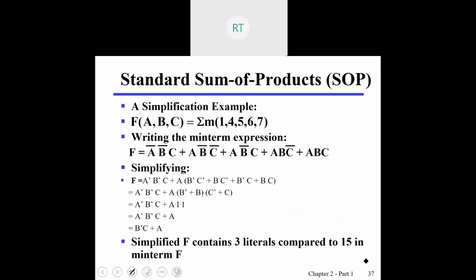Let's do an example. A simplification example. We have f of ABC equals sigma m 1, 4, 5, 6. What are these, Ray?